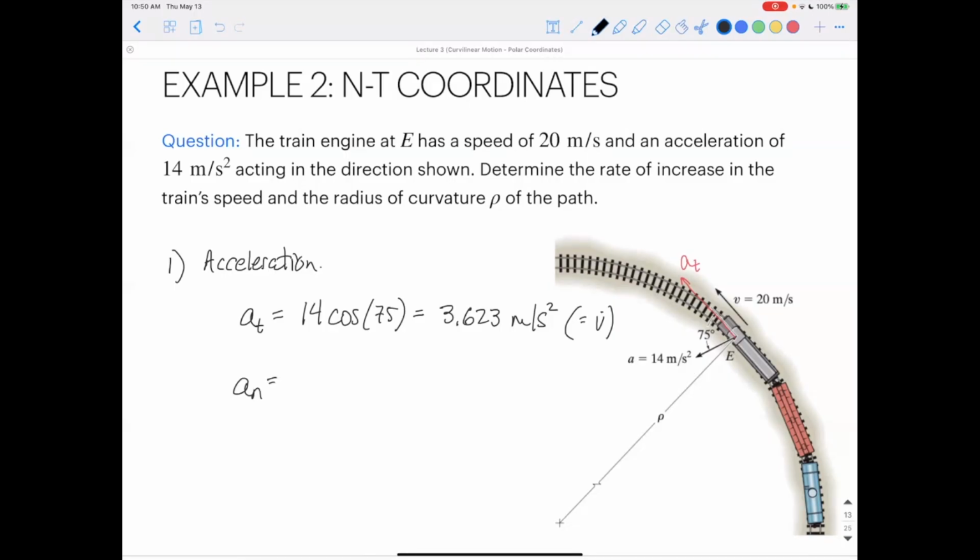If we write down the equation for our normal component, that's equal to the component of our acceleration in this direction, which is equal to 13.52 meters per second squared. And this is equal to our speed squared divided by rho.